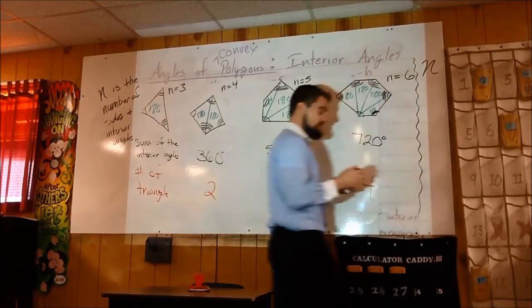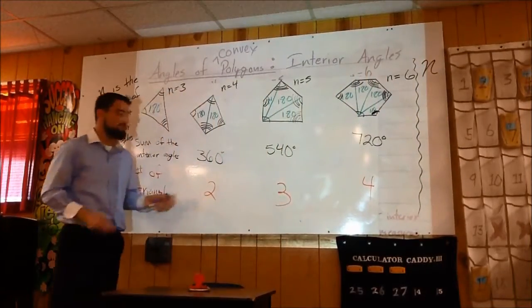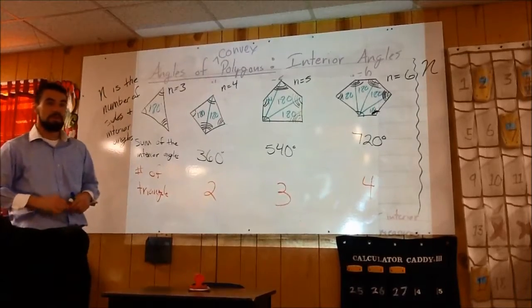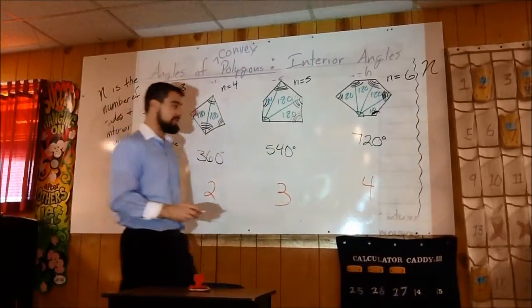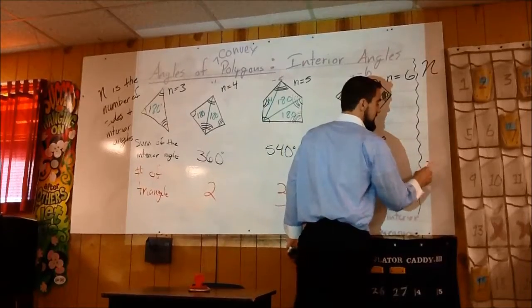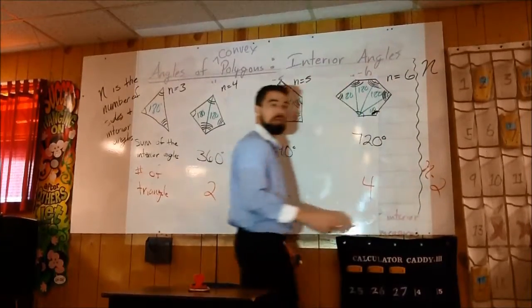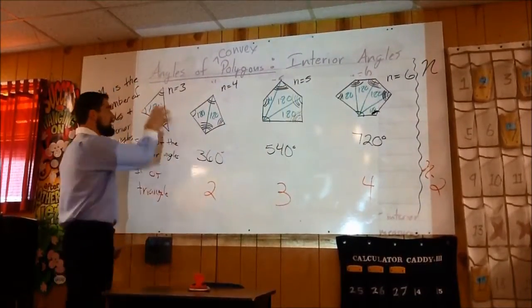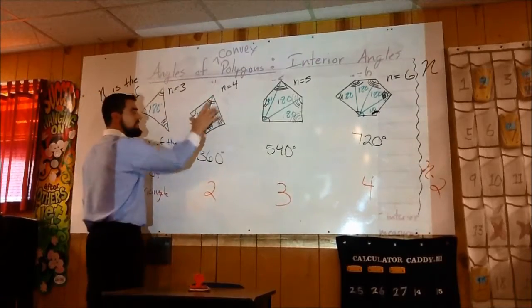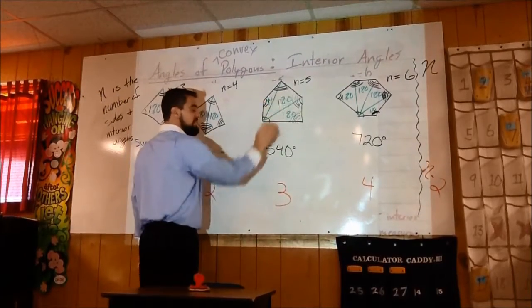If you had n sides you didn't know, how would I figure out the number of triangles that fit in there? 2 less than the sides. Okay? So I would take the number of sides and I would minus 2. That would tell me how many triangles fit in there. Okay? 3 sides, 1 triangle. 4 sides, 2 triangles. 5 sides, 3 triangles.